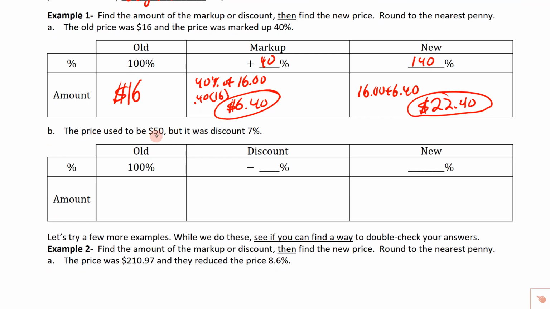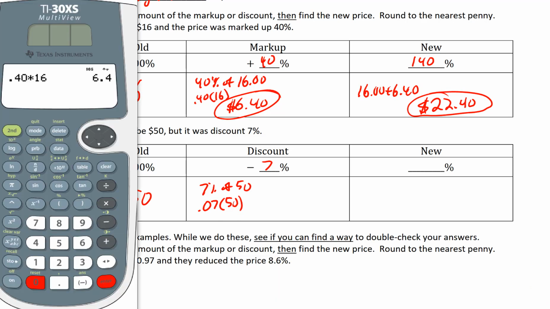So the price used to be $50, but now it was discounted 7%. So it used to be $50. It was discounted 7%, so you'll notice that we've got minus 7% right there. So we want to figure out what is 7% of the $50. So we'll do the 0.07 times 50. Grab the calculator, have that figure it out for us.